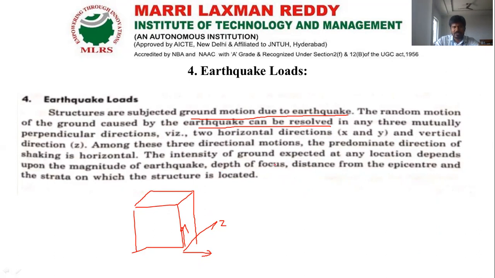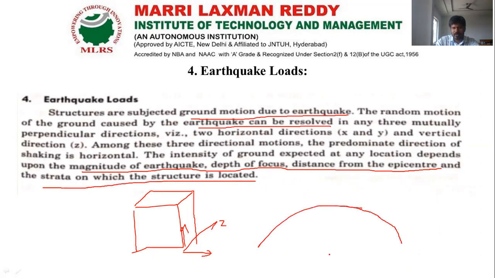The intensity of ground motion expected at any location depends upon the magnitude of the earthquake, depth of focus, distance from the epicenter, and the strata on which the structure is located. If I consider this is my earth, then with respect to the position of the epicenter, how the magnitude occurs here depends upon the focus of our earthquake.